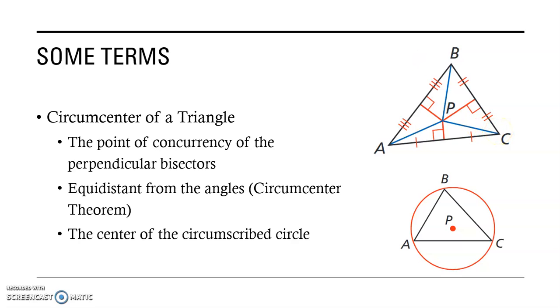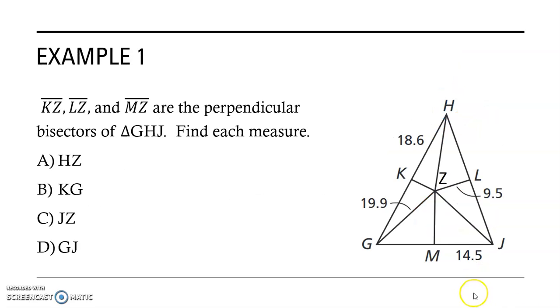So let's take a look at an example. In example 1, they've told us that KZ, LZ, and MZ are the perpendicular bisectors of the triangle. And they want you to use that information to find each measurement. The first one they want us to find is HZ. Notice that is a segment that goes to a corner of the triangle, a vertex of the triangle. So I look for another one that goes to a vertex that has a measurement, and that's the answer I'm going to say. So HZ is 19.9.